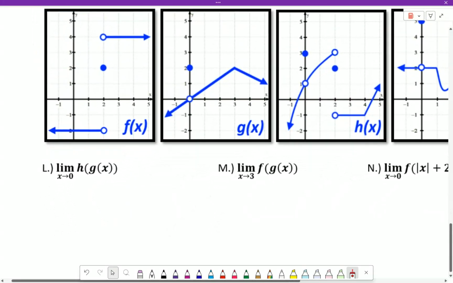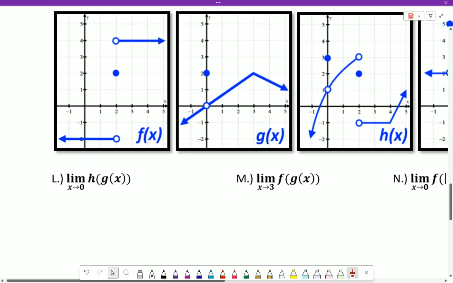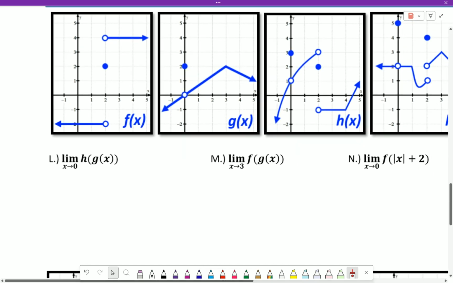Let's try these next two. Try L and M. Get each answer and show it to me as you get it, and I'll give you a nod, yes or no. Try both of them. Finding the limit as x approaches 0 of h of g of x. We're starting off with the inside function. The limit as x approaches 0 of g of x. Here it is. I cover it up. I approach it from the left and the right-hand side.